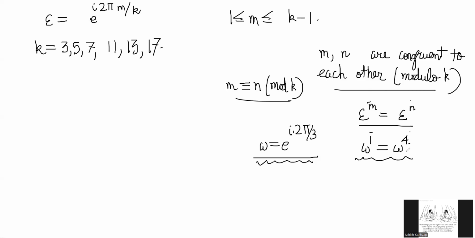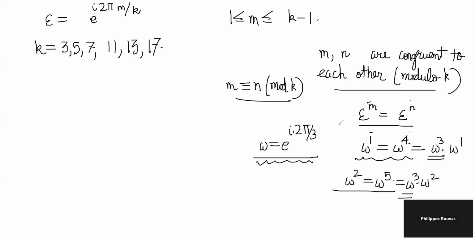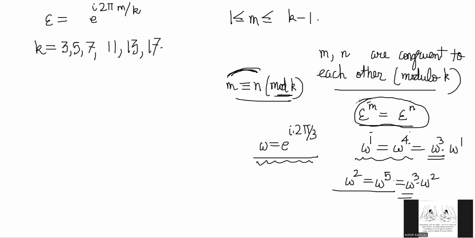W power 1 is equal to W power 4, W power 2 is equal to W power 5, because you can always take W cube common here, and W cube is 1. Do you understand what I'm saying? Whenever m and n are congruent to each other modulo k, e power m is equal to e power n. You can prove this for any complex roots.